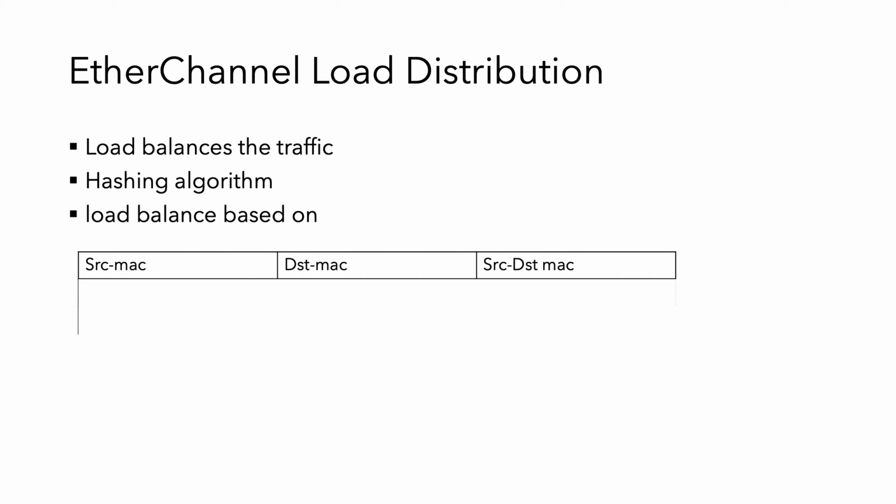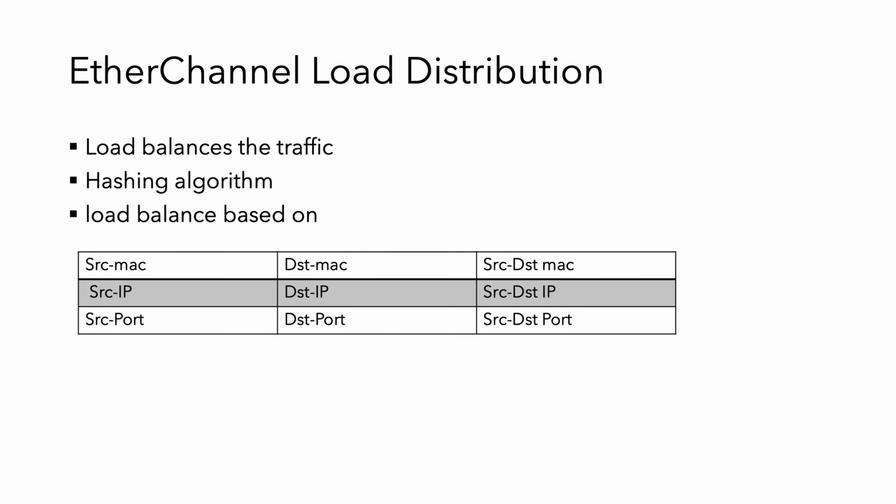You can load balance based on layer 2 addresses such as source MAC, destination MAC, or a combination of both. You can also load balance based on layer 3 addresses such as source IP or destination IP, or the combination of both. Similarly, you can also load balance based on layer 4 addresses, such as source port, TCP or UDP port, or destination port, or a combination of both.